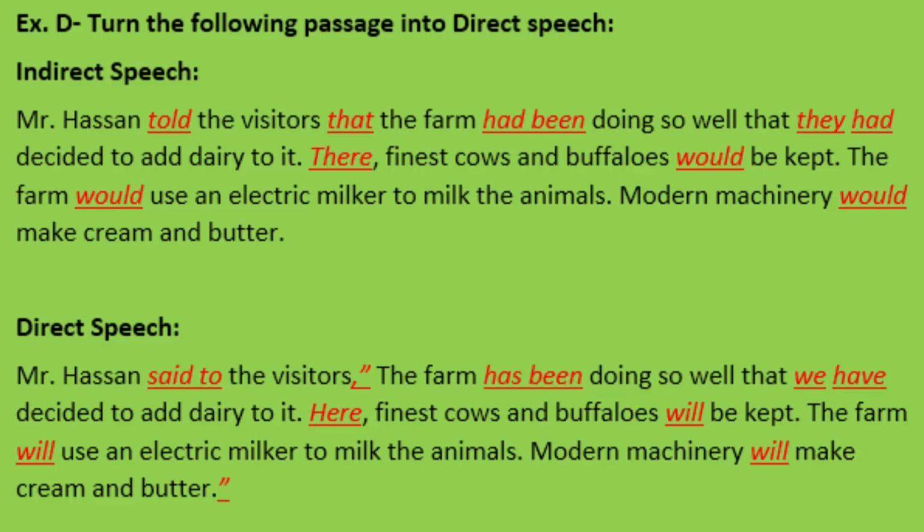Instead of would, we are using will. At all these three places: would be kept, will be kept; would use an electric milker, will use an electric milker; would make cream and butter, will make cream and butter. So these are the changes you have to make in order to convert this indirect speech into direct speech. Now you may match your answer with the one which I have provided here on the screen.